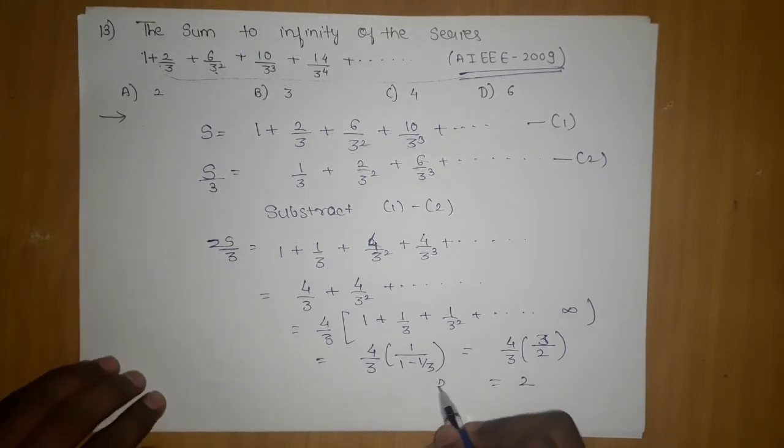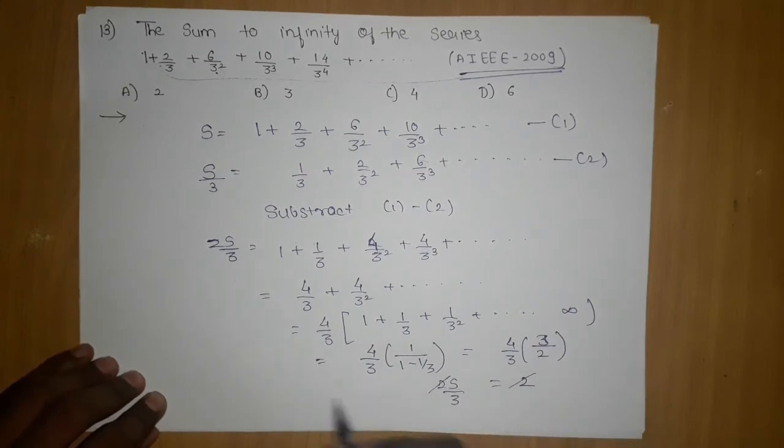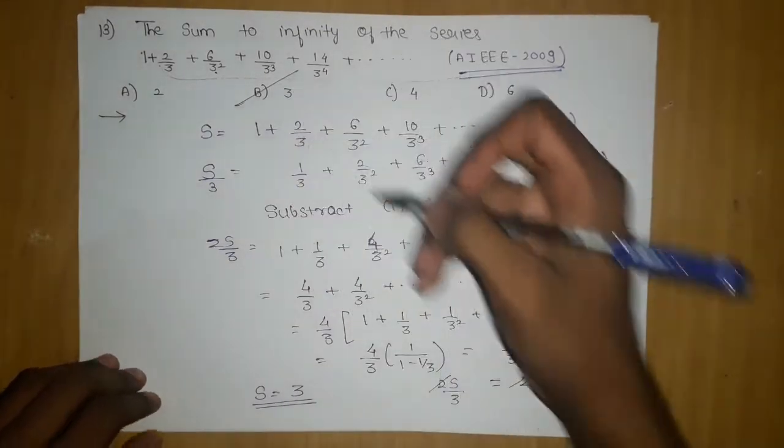No, here 2s by 3 is still there. We will move this 2 and this 2 will cancel out, and we will move this 3 to that side, which will give me the sum as equal to 3. So B is the answer.